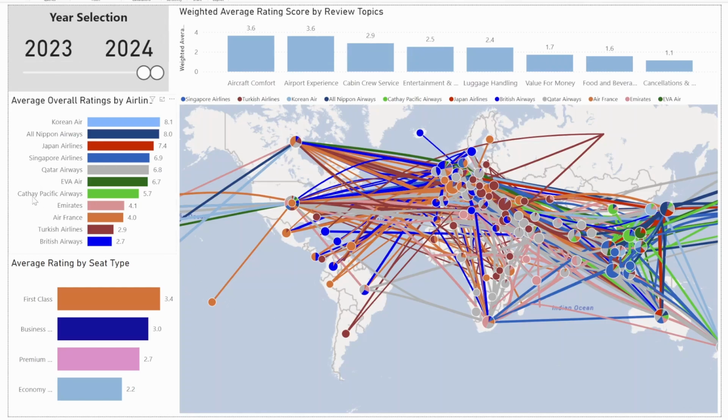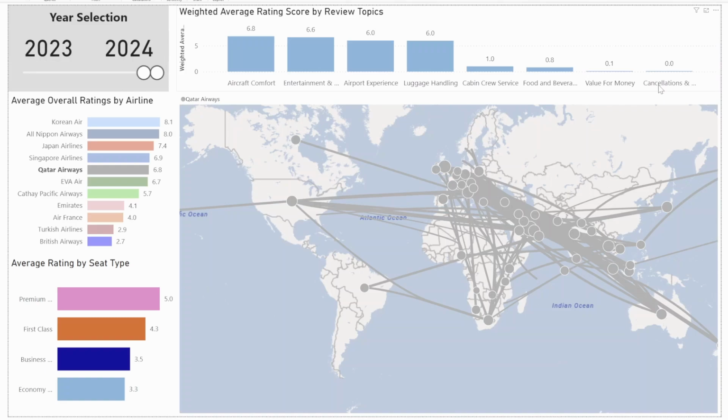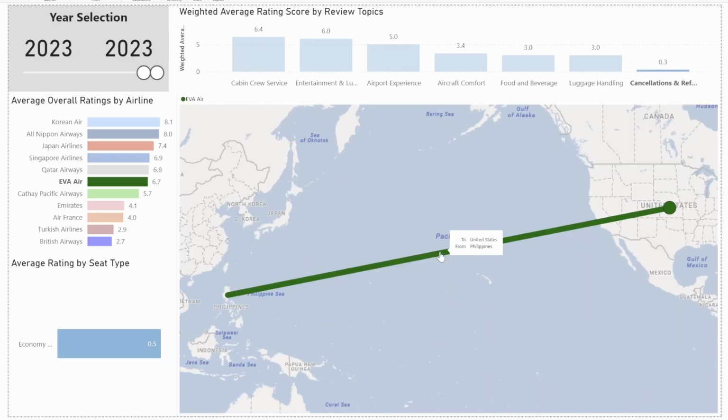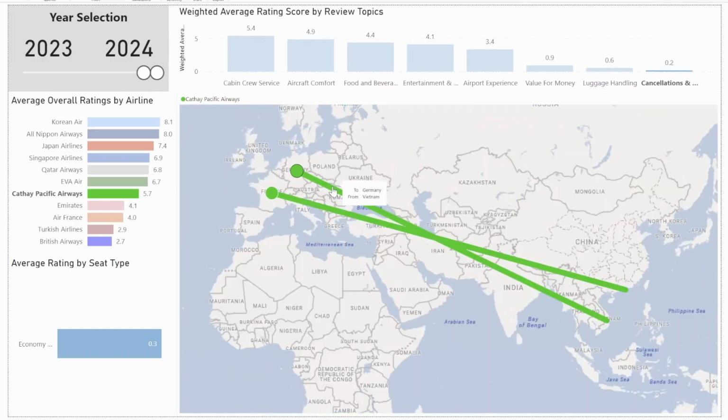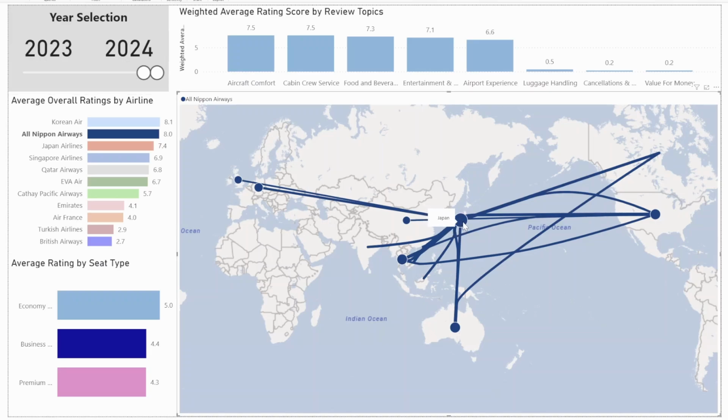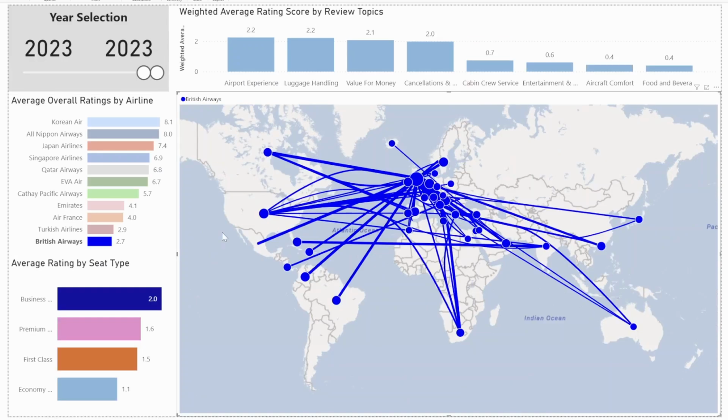For example, for Qatar Airways, their cancellations and refunds have been rated poorly. Here we can identify that it is due to their US to South Africa route. Similarly, for EVA Air's Philippines to US and Cathay Pacific's Vietnam to Germany and Hong Kong to France routes, they have been rated poorly for the same issue as well. On a separate analysis, we could identify that Korean Air's and All Nippon Airways' route strategy has a centralized focus around their home country, whereas British Airways has a much broader global reach across multiple regions.